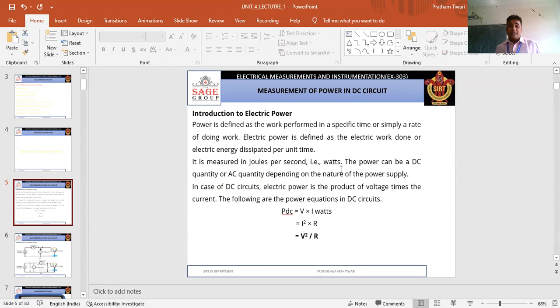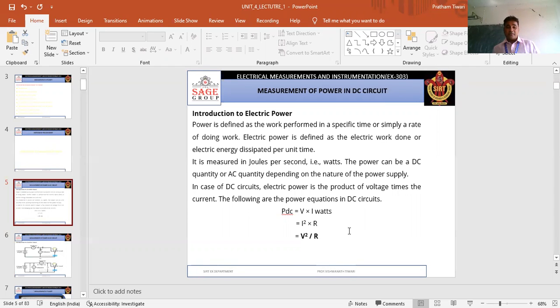The power can be a DC quantity or an AC quantity depending on the nature of the power supply. In case of a DC circuit, electrical power is the product of voltage times the current. The following are the power quantities in a DC circuit. P DC is V into I, in watt. Another formula for power measurement in a DC circuit is I square R. Another formula is V square upon R.